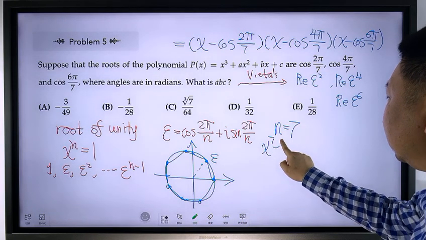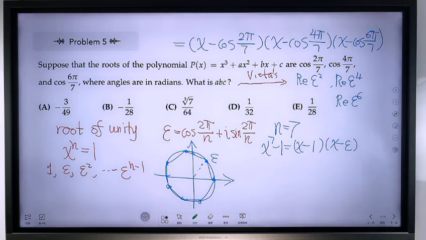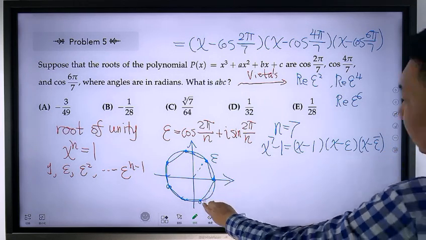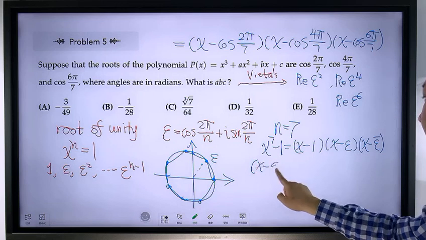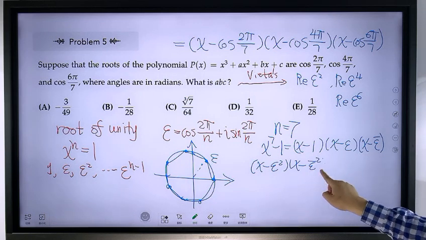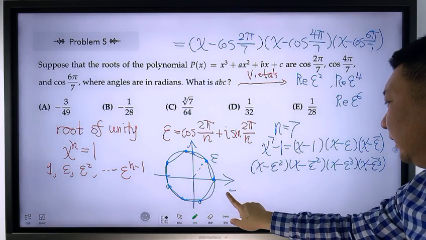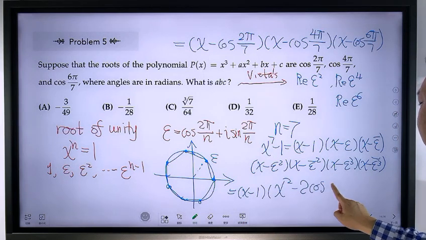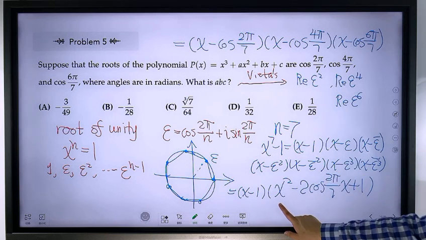And for that equation, we know that we can have x to the 7 minus 1 equals x minus 1, then x minus epsilon, and actually another one is x minus epsilon bar, which is epsilon to the power of 6. And when those two things are multiplied out, so let me first finish this. For the 7 degree 1 factors, we can separate them into 3 groups. And for this group, when it is expanded out, it's exactly this: x squared minus 2 times cosine 2 pi over 7 x plus 1. And then the other two terms would be similar.